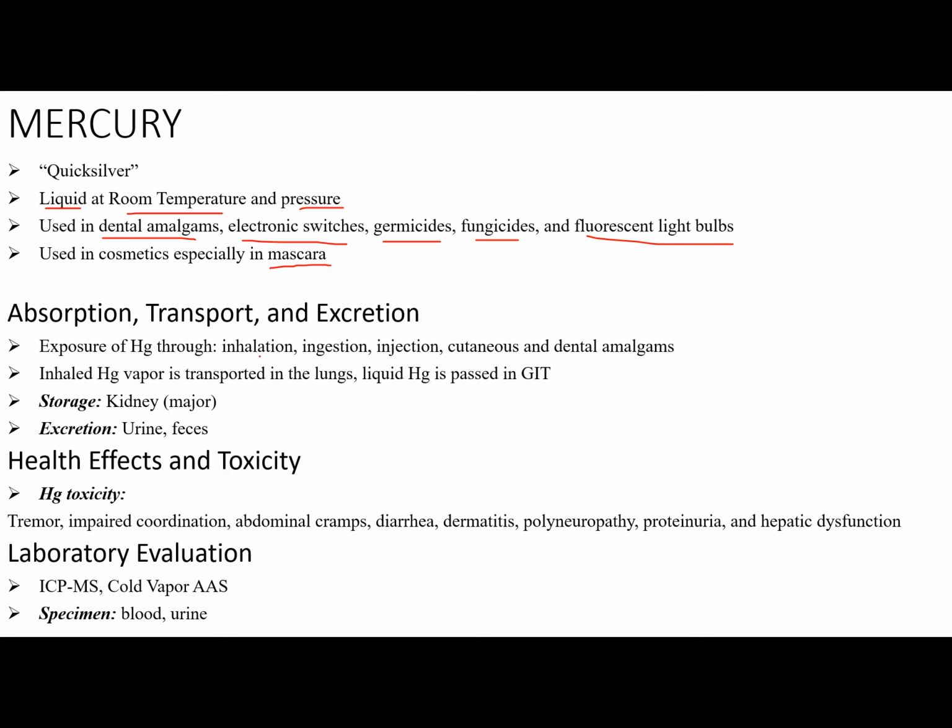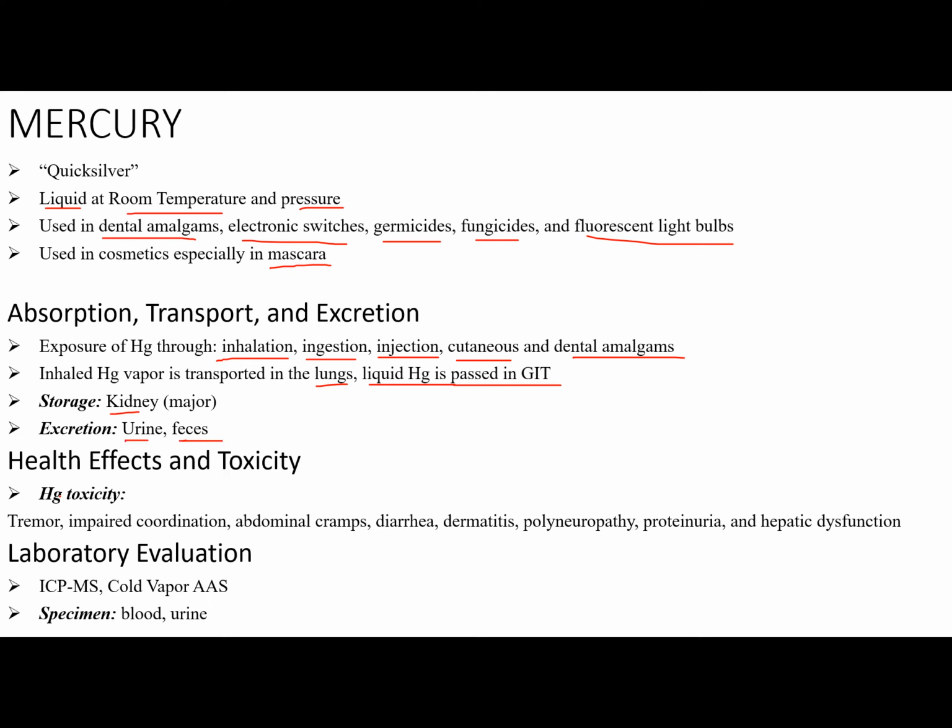Exposure to mercury would be through inhalation, ingestion, injection, cutaneous, and dental amalgams. Inhaled mercury vapor, class, is transported to the lungs. Liquid mercury is passed in the GIT. Storage is via the kidney, and excretion is via the urine and the feces.